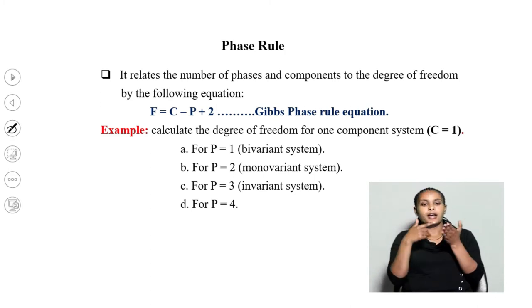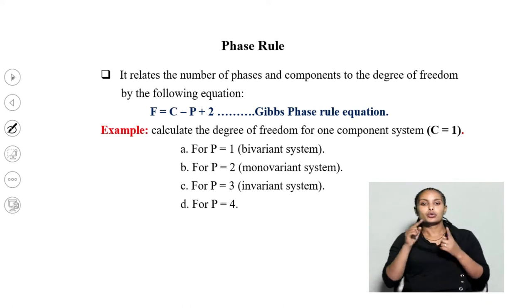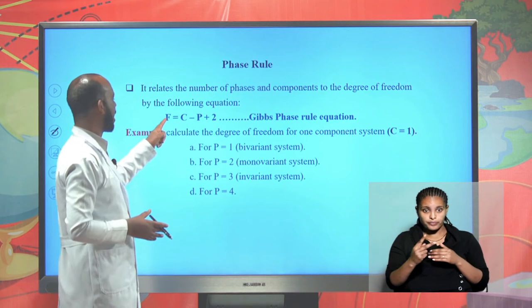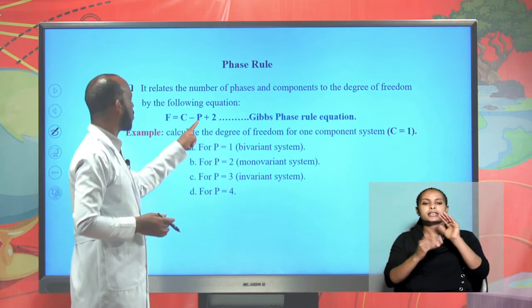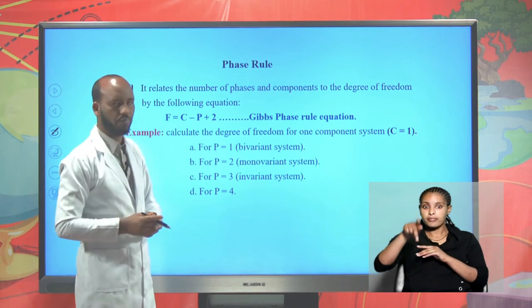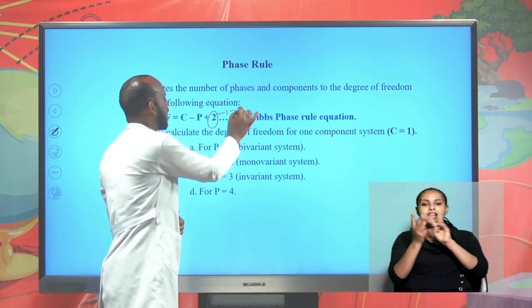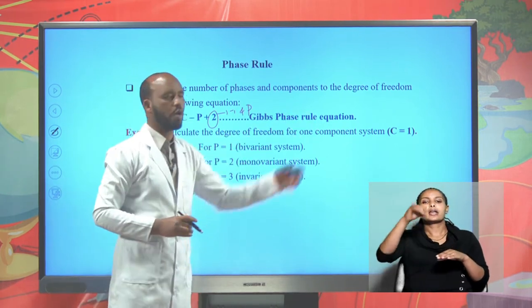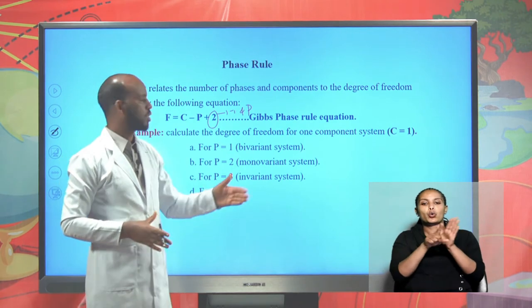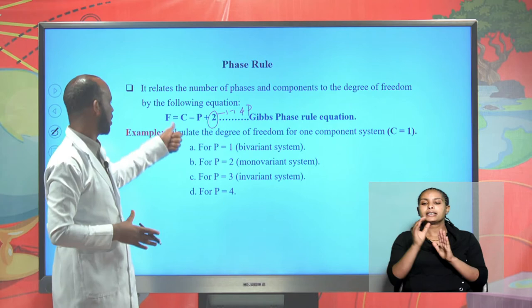Phase rule. It relates the number of phases and components to the degree of freedom by the following equation. Degree of freedom F equals number of components minus number of phases plus 2, where 2 is the two variables, temperature and pressure. This is the Gibbs phase rule equation. It allows us to calculate the number of degrees of freedom.